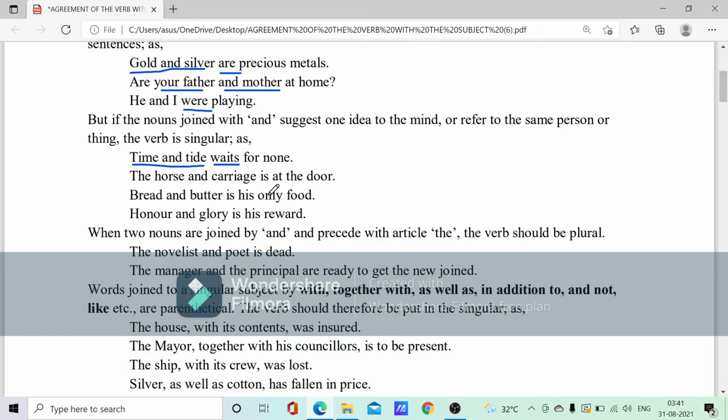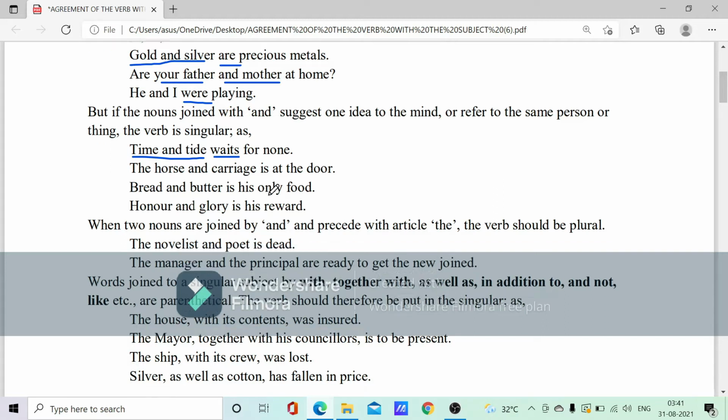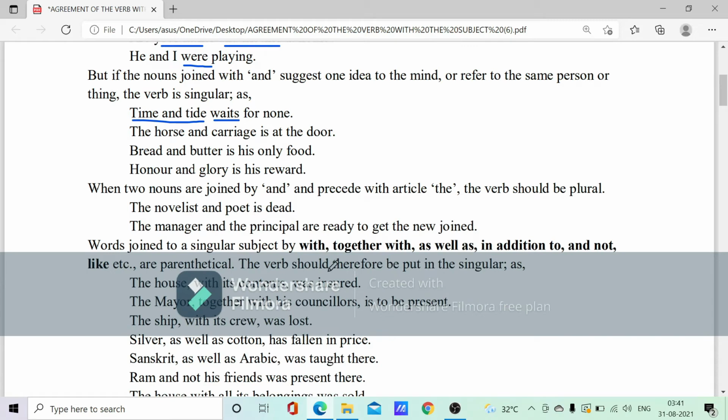So many times there are some certain kind of phrases, there are some certain words which are always used together, and in that case you have to apply a singular verb with the plural subject, whether the subjects are joined with "and", right, or with some other kind of conjunctions like "and". So the next one: when two nouns are joined by "and" preceded by an article, the verb should be plural.